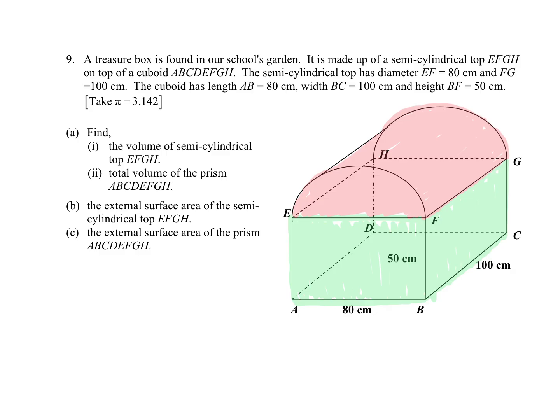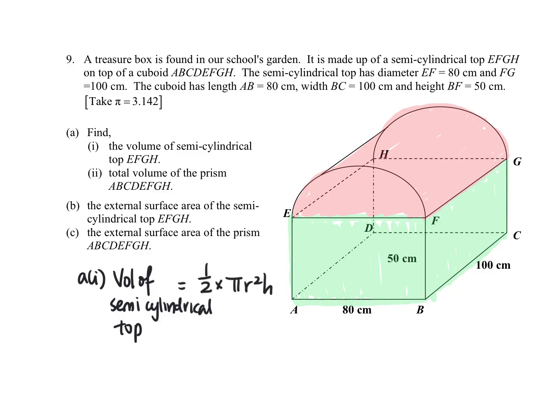Now the question says, can you find the volume of the semi-cylindrical part? So first part is, I know volume of cylinder. So I just have to half it. So I know volume of cylinder is pi r square h. I just have to half it, that's all. Okay, the formula is the same, but I chop it into half. So now I put in everything I know.